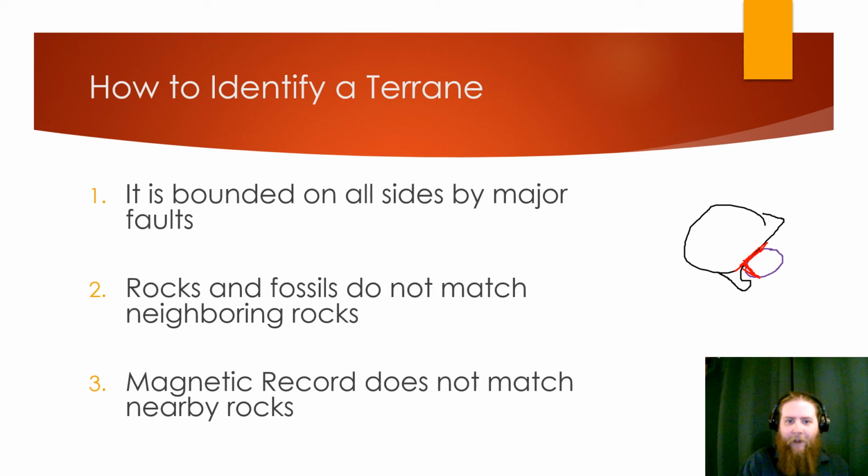The rocks and fossils of the nearby rock don't match. This one might have quartz, and this one might be clays and silts. And the magnetic record doesn't match. Maybe this nearby rock says at a certain depth it was going towards the South Pole was the North Pole. And this one says, no, it was the North Pole at that time. This tells us that the age of these rocks doesn't exactly match, and that this piece of rock is not from around here.